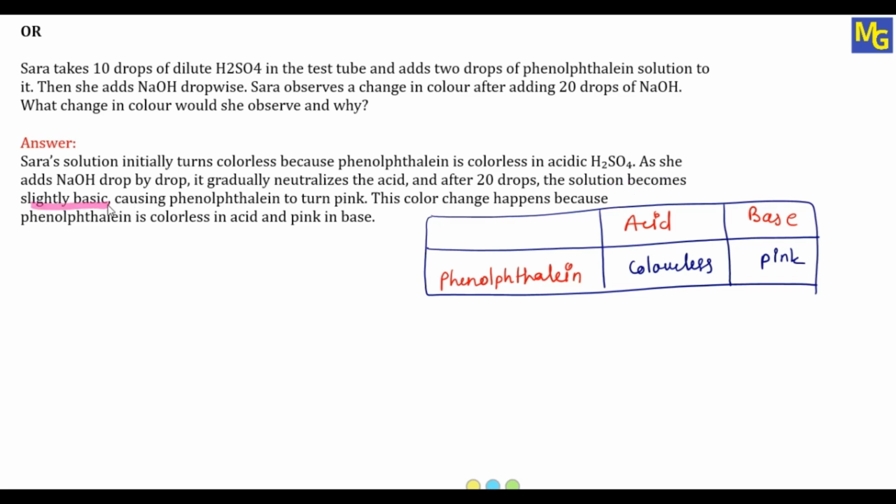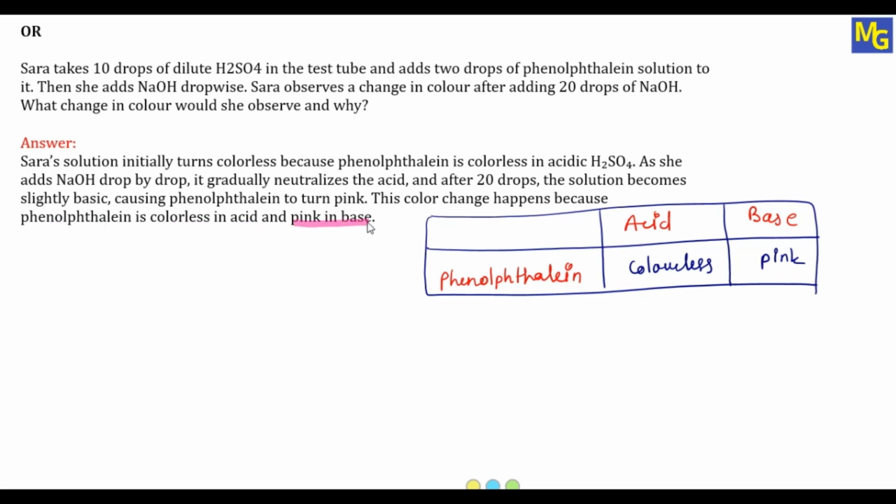After 20 drops, the solution becomes slightly basic. Why slightly basic? Because all the H plus have been neutralized, and now the solution is basic because of extra NaOH. And if it is basic, what color should it give? It should give pink, causing phenolphthalein to turn pink. This color change happens because phenolphthalein is colorless in acid and pink in base.